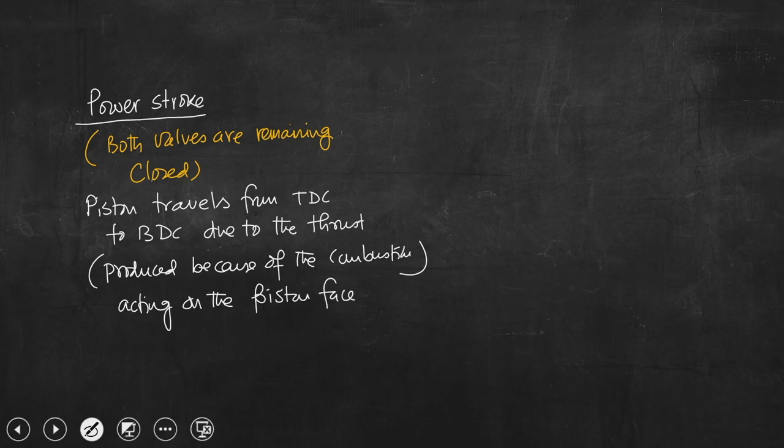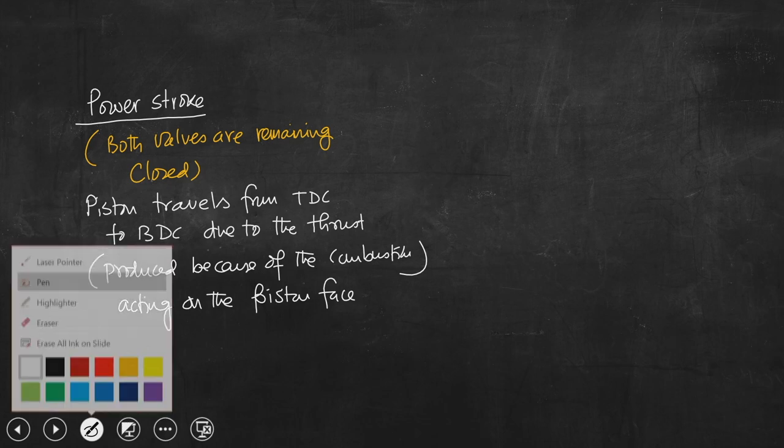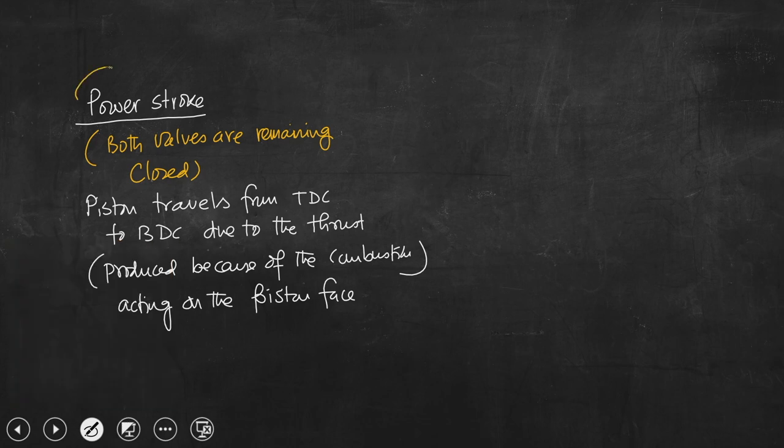I have written produced because of the combustion within brackets, because the combustion will be completed and the temperature and pressure that result from it will create a thrust on the piston face. That thrust will be acting on the piston face. The resultant effect is that the piston will travel from TDC to BDC, and that is the power stroke. This is a very important stroke, and it is the only stroke from where we are getting power, okay.